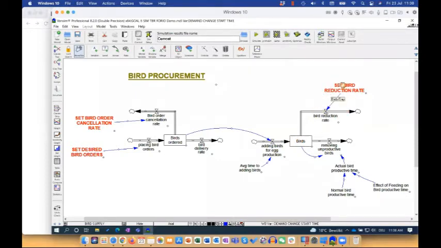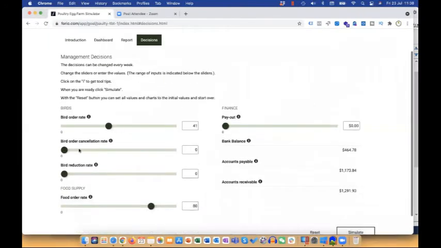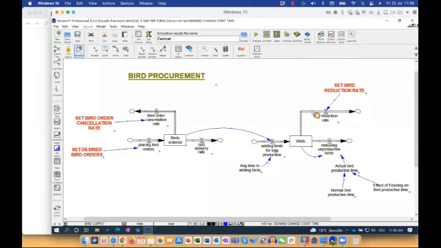So this is what you see here: setting the bird reduction rate in our simulation corresponds to this slider. This is the slider, the bird reduction rate. If I change this slider, what that means is I'm changing this flow, I'm changing this valve. So more birds are flowing out of our bird population.